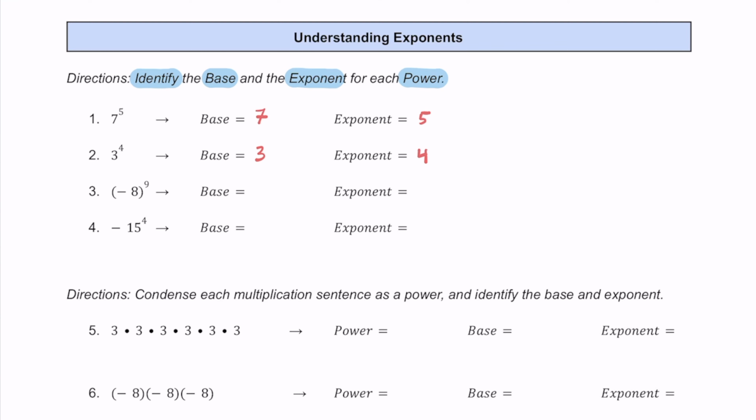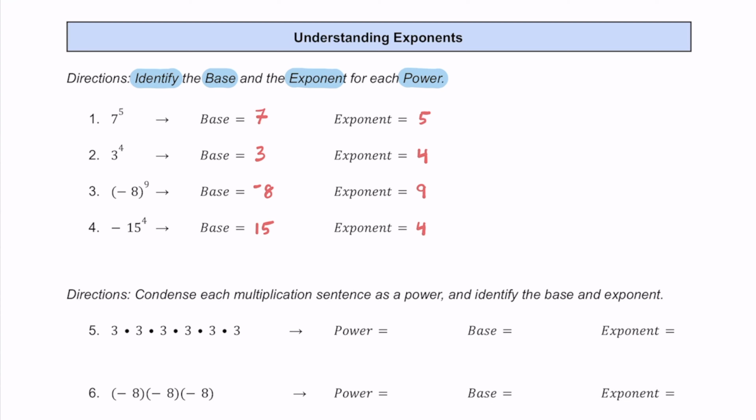For number 3, we have -8. That whole thing is being raised to the 9th power here. So the base here is going to be -8, and the exponent here is this 9. And for number 4, we have -15 raised to the 4th power. However, this one's a little different from number 3 because notice how there's no parentheses. So the base is actually just the 15, and then the exponent is the 4th power. So we would have 4 of these 15s multiplied together, and then we would take the opposite of that afterwards. So that negative has no effect really on the base, on the exponent, or the power.